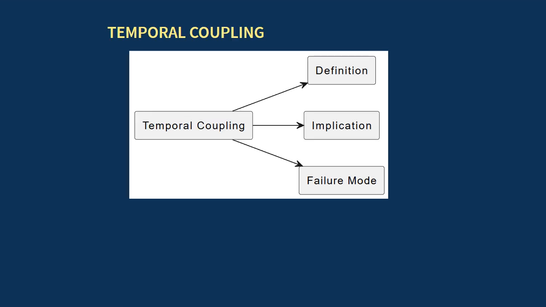Temporal coupling occurs when different parts of a system depend on each other's timing without explicit coordination. How can we identify if our system suffers from temporal coupling? You must analyze timing and interaction patterns to ensure explicit coordination exists where needed.